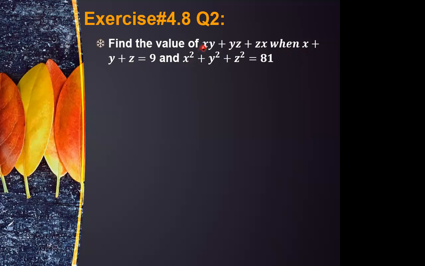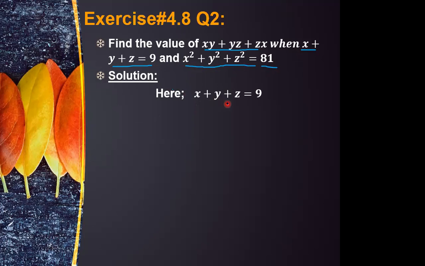Okay, now here you have to find the value of this one. Given here is x plus y plus z, which is equal to 9, and x square plus y square plus z square, which is equal to 81. Right? Now, how will you solve it? You will start with the heading of solution. And then you will write what is given to you, x plus y plus z, which is equal to 9. Just a minute. Right? x plus y plus z is equal to 9.